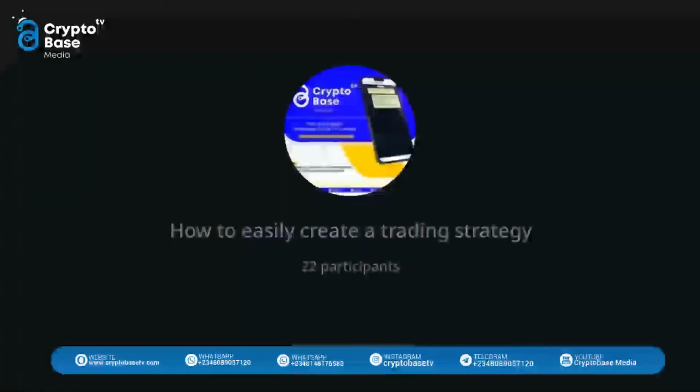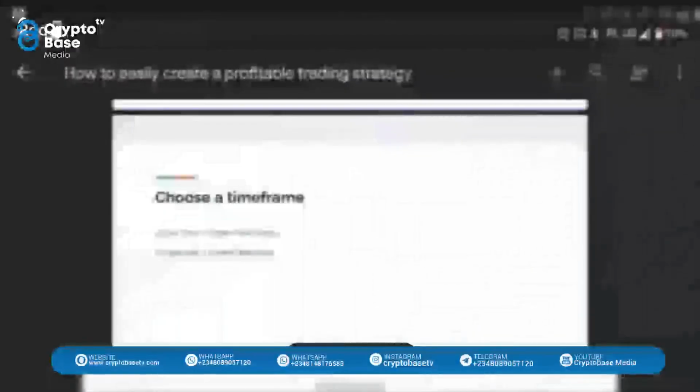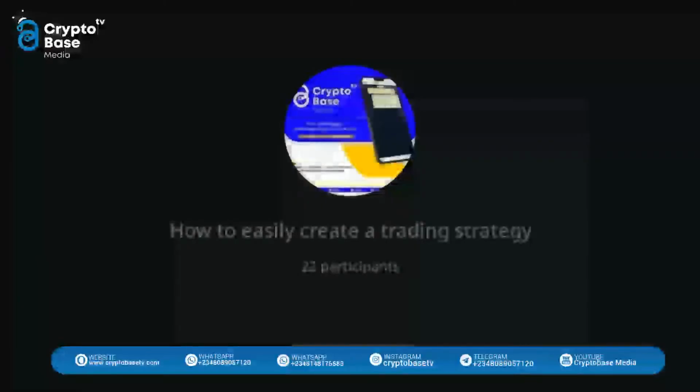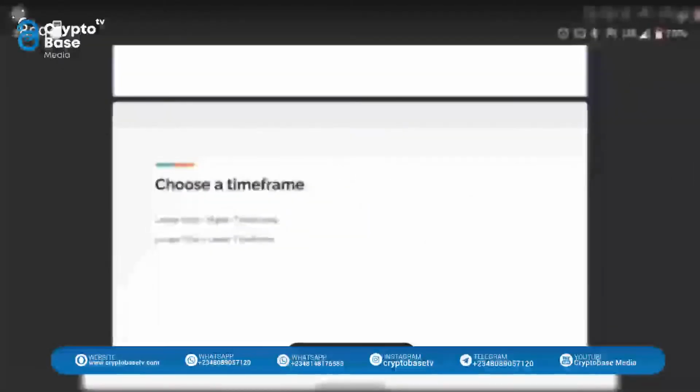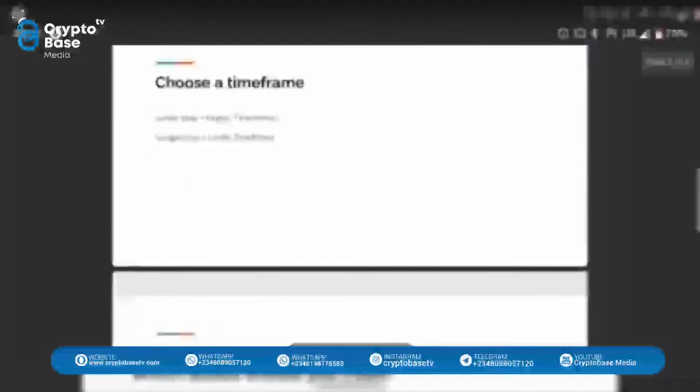The same thing applies to the longer time frame. When you're using a longer time frame, you can as well zoom out, look at the higher time frame, and see the exact direction of the market before you even place your trade on the lower time frame. I hope you all are getting it now.